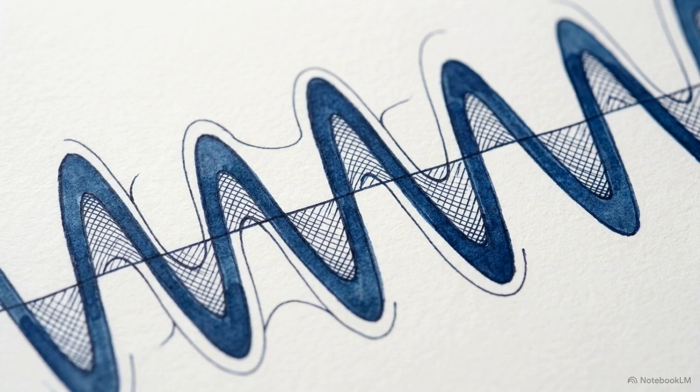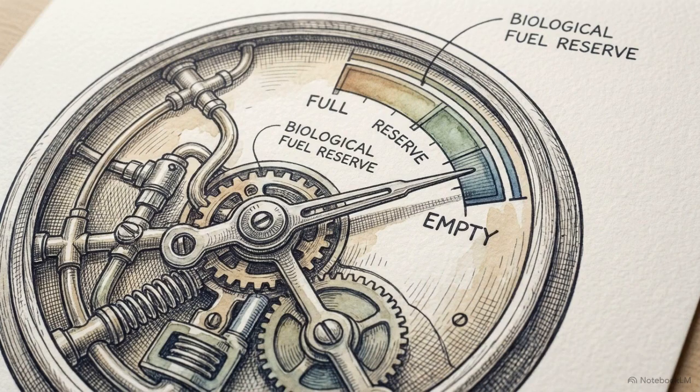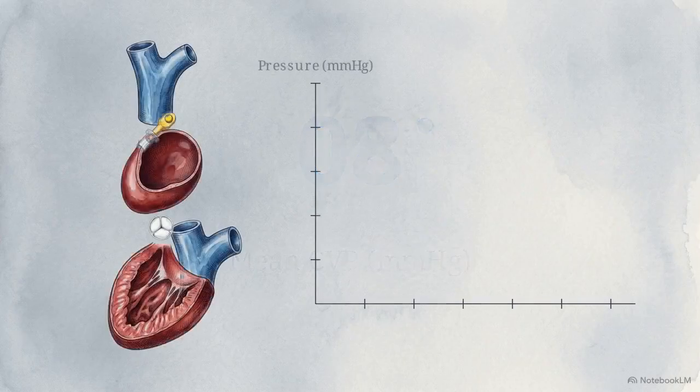Walk into any intensive care unit or cardiac operating room, and you will see it scrolling across the monitor, a blue, undulating line. For decades, clinicians have treated central venous pressure as a simple fuel gauge, a static number used to determine if a patient needs more intravenous fluid. But that number is a mathematical abstraction.